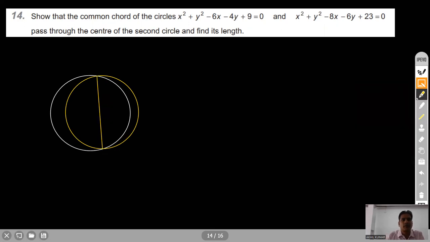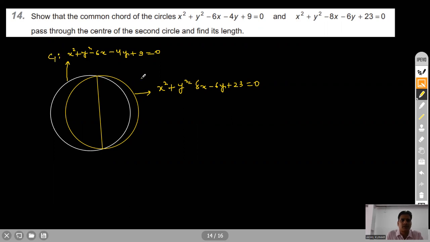So it is saying the common chord of the circle. This white colored circle, I am taking this circle as x square plus y square minus 6x minus 4y plus 9 equal to 0, right? And the equation of this circle is x square plus y square minus 8x minus 6y plus 23 equals to 0. Suppose this is our circle 1, this is our circle 2. So this circle 1 and circle 2 are intersecting. So this A and B will be the common chord for both the circles.